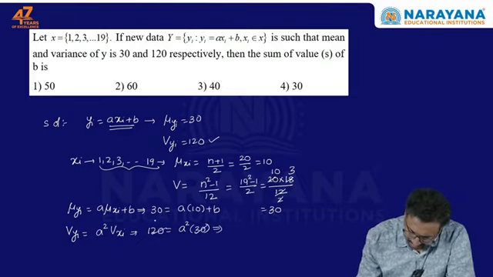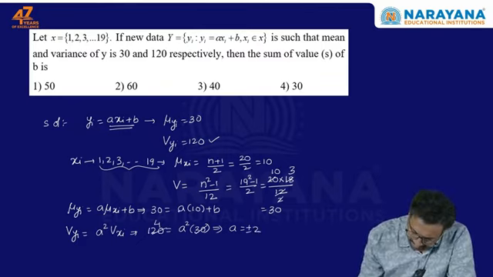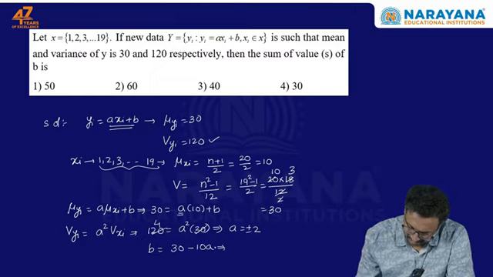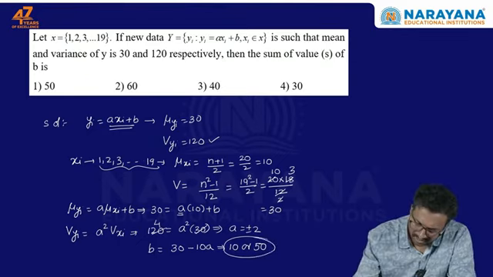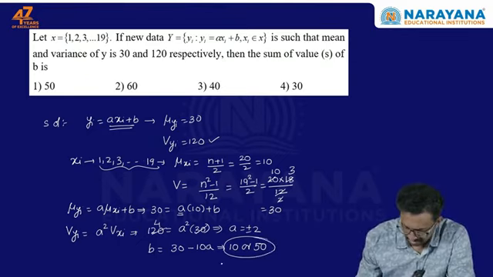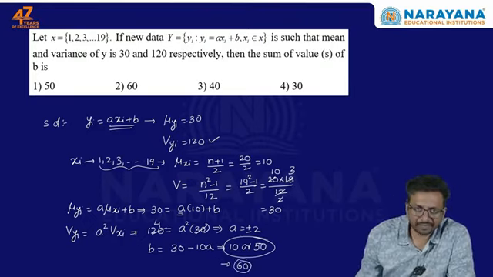So from this, you can very clearly see that a is equal to plus or minus 2. There are two options for a. Now, b is equal to 30 minus 10a. So if you take a is equal to 2, you get 10, or if you take a is equal to minus 2, you get 50. So b is equal to 10 or 50. So the sum of values of b is equal to 60. So second option is the correct answer.